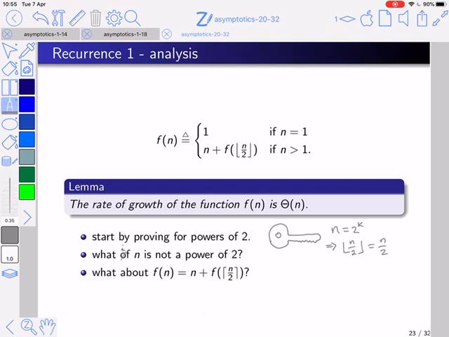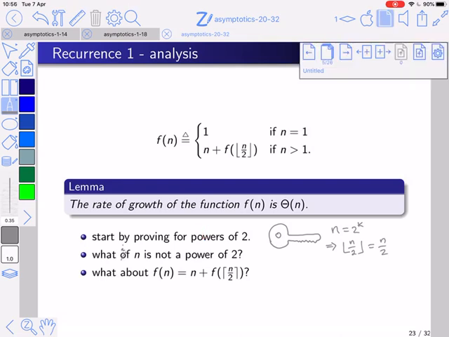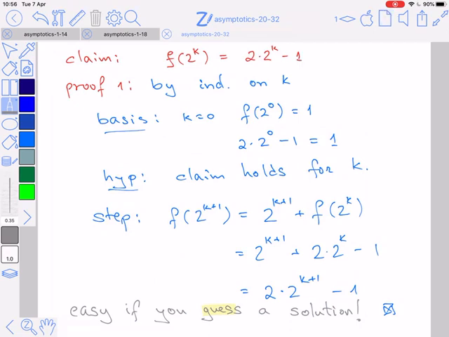So let's start with the first part of the proof, namely analyzing the rate of growth of f when n is a power of 2. Okay, so we claim that f of 2 to the k is 2 times 2 to the k minus 1. Now, you may ask, how did I come up with this expression? Okay, we will talk about that. But first, let's prove that this equality indeed holds.